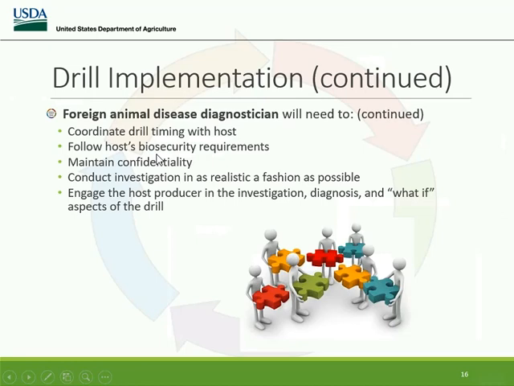Artificialities are associated with this drill; we're doing an exercise. You can't get away from that. You need a real event to eliminate that. The mock data may not exactly match the operation you're at.